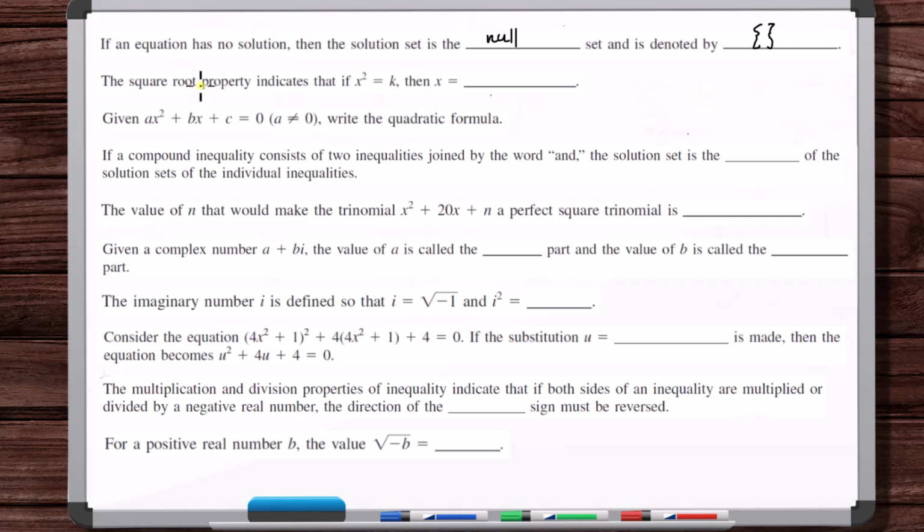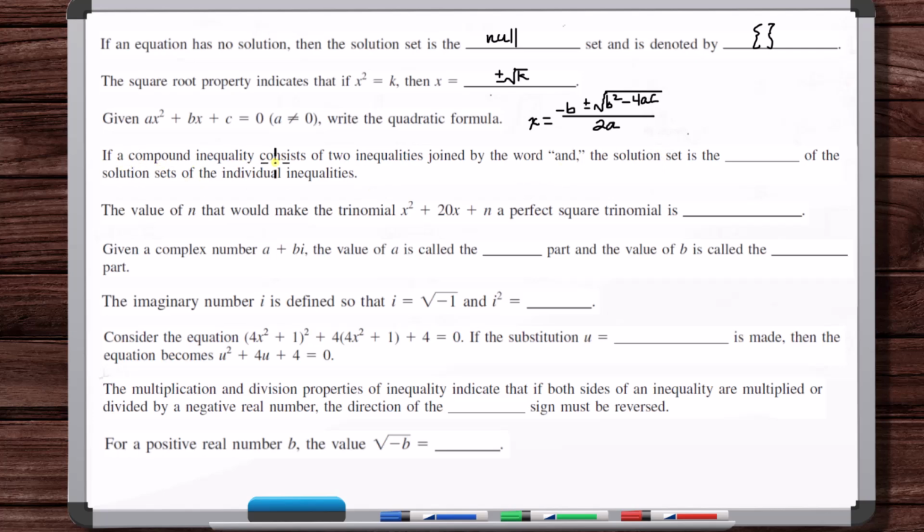The square root property indicates that if x squared is equal to k, then x is equal to plus or minus the square root of k. Given ax squared plus bx plus c is equal to 0, write the quadratic formula. So the quadratic formula, that means that x is equal to minus b plus or minus the square root of b squared minus 4ac all over 2a.